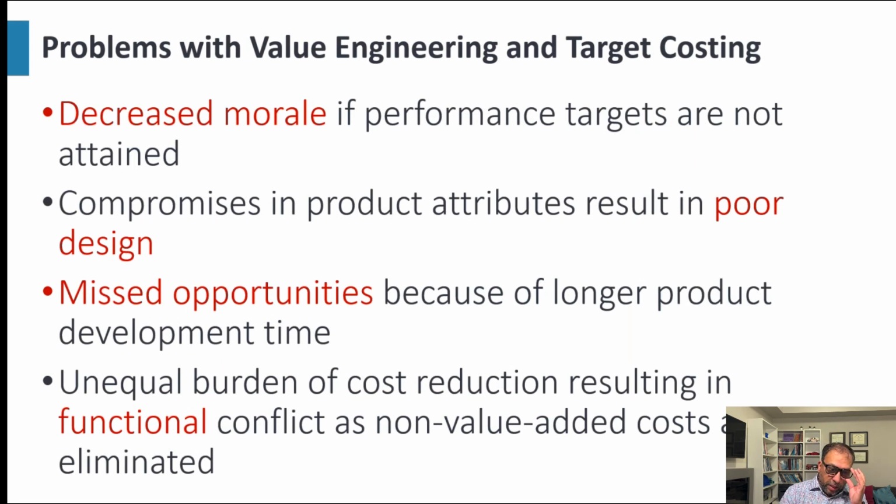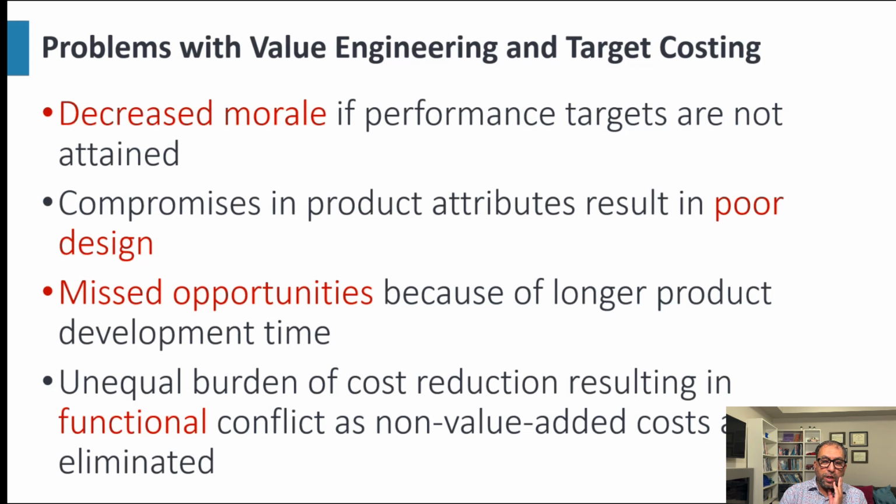Now, what is the problem with value engineering and target costing is that it decreases morale if performance targets are not attained. The employees, the workers are going to be demoralized if they know that we are not able to achieve our targets. Compromise in product attributes results in a poor design. That is also one of the problems: in order to meet the target price or target cost, the product is compromised. Missed opportunity because of a longer product development time, and we can miss because some opportunities are very short-lived. So we have to make a decision within that time. And if we are not able to do that, maybe we're going to miss that opportunity of making profit.